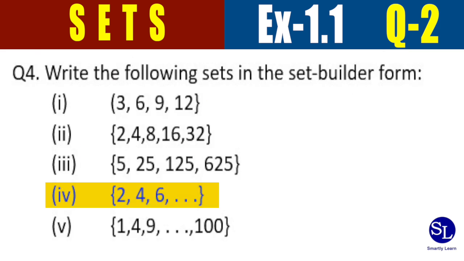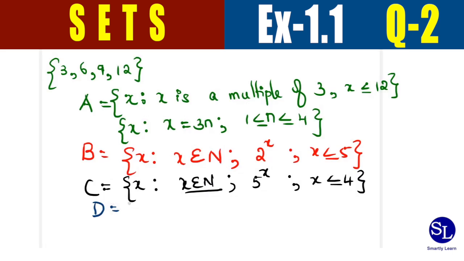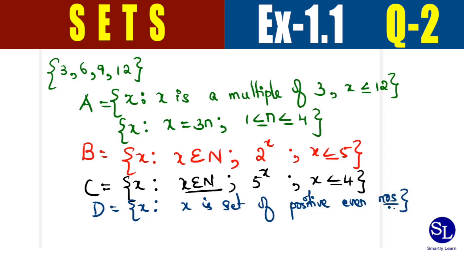Now let us look at the next subdivision. 2, 4, 6 and so on means it's an infinite set. So here let's see. I'm going to define this as set D with elements X such that X is the set of all positive even numbers. So I'm writing numbers in short form. So this is a good definition of all the elements 2, 4, 6, 8 up till infinity. So this is an infinite set.